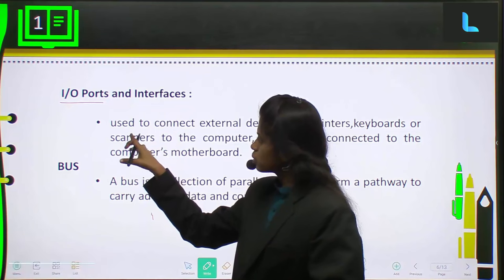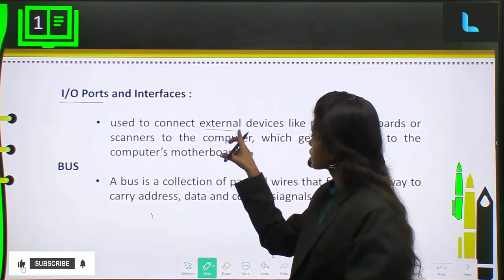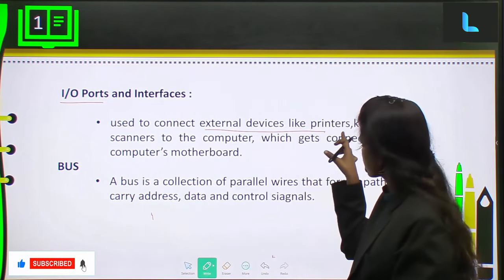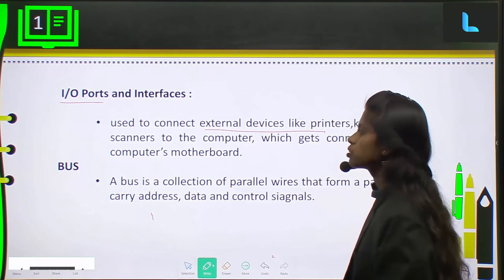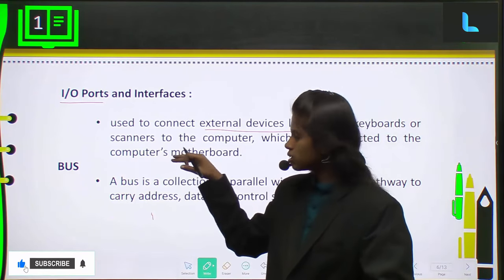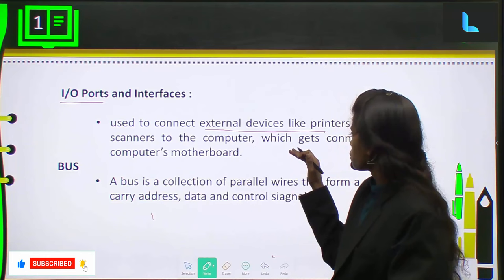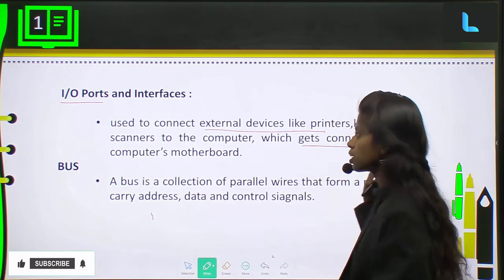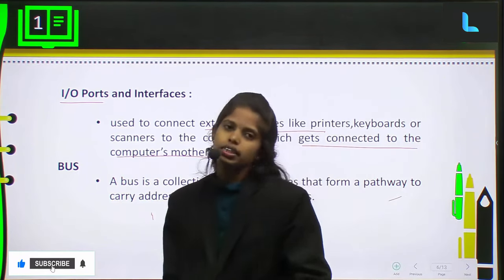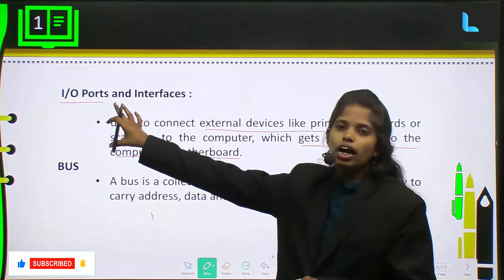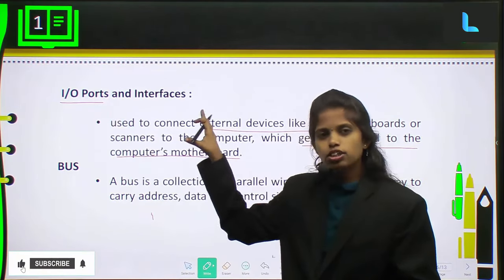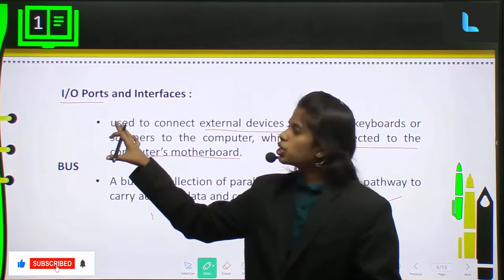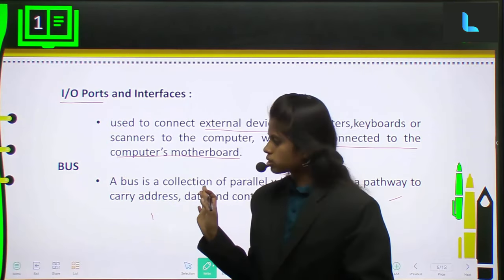This one is used to connect external devices like printers, keyboards or scanners to the computer system, which gets connected to the computer's motherboard. This is the usage of IO ports. Any external device, if you want to connect it to the computer system, you will be using IO ports.